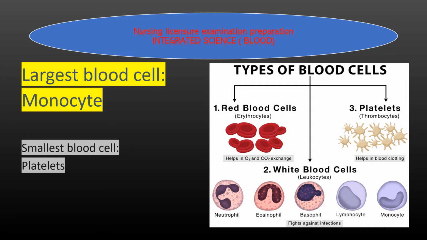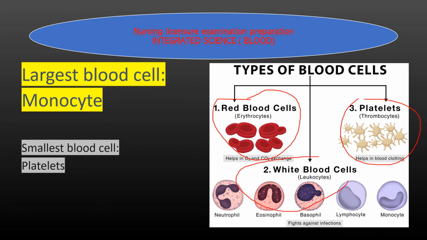Here you can see the pictures of types of blood cells. Here we have red blood cells, platelets and WBC. The largest blood cell is monocyte, which is a WBC, also known as leukocyte, and the smallest blood cell is platelets, also known as thrombocytes. Platelets help in blood clotting. All the white blood cells, that is leukocytes, help fight against infections, and red blood cells help in oxygen and carbon dioxide exchange, which are also known as erythrocytes.